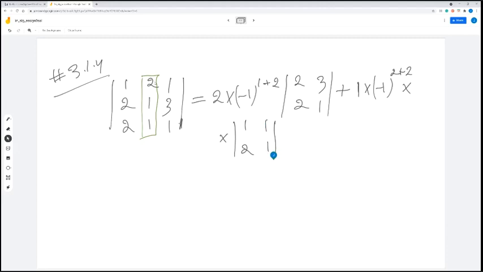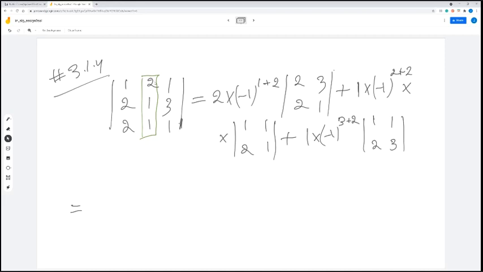Okay, and finally, plus 1 times -1 to the power now 3 plus 2. We are now removing the third row, right? And so what do we get? We get 1, 1, 2, 3. Yeah. So let's find the answer. Okay, 2 times -1, it's -2, right? So I'm doing the first term: 2 times -1 to the power 1 plus 2. So it's power 3. -1 to power 3 is -1, times 2, it's -2. And the determinant here, the minor, is 2 times 1 minus 2 times 6.